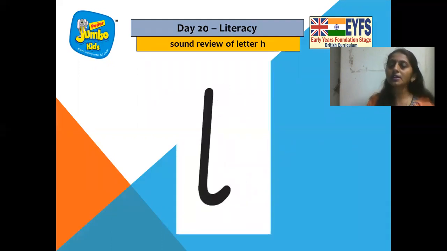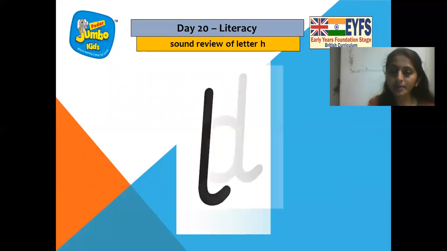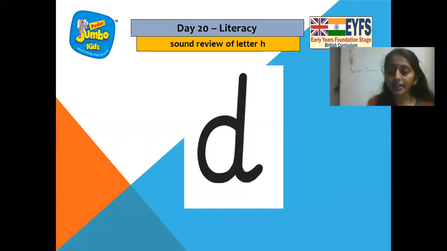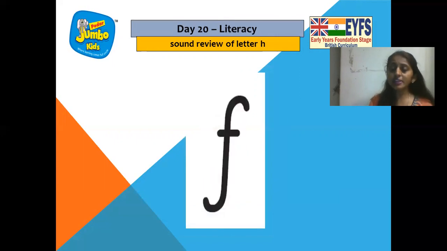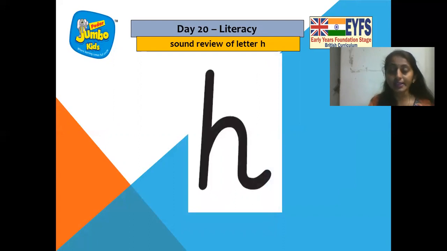Ooh, lamb. Ooh, lamb. And the letter is L. That's right. Tell me the letter name. Letter name is D, and D says d d d drums. The next letter you can see on the screen is letter F. That's right. Yes, fan. What is the sound? Fan is the keyword. The next one is H, and its sound is horse.